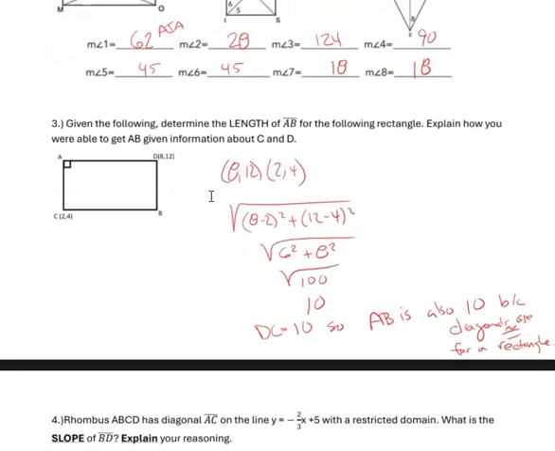The next one says, given the following, determine the length of AB for the following rectangles. Explain how you were able to get AB given the following. Well, I know how to get CD, just the distance formula. And if I know CD, then I know AB because it's a rectangle and the diagonals have to be congruent. So when I found out one being 10, the other had to be 10 as well.